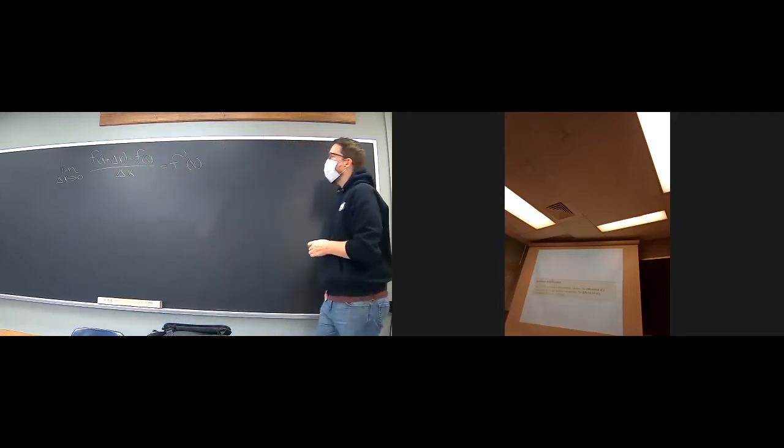We said that the limit as delta x goes to 0 of f of x plus delta x minus f of x, divided by delta x, is equal to f prime at x, right? More specifically, it's equal to dy dx, or I should write it like this.